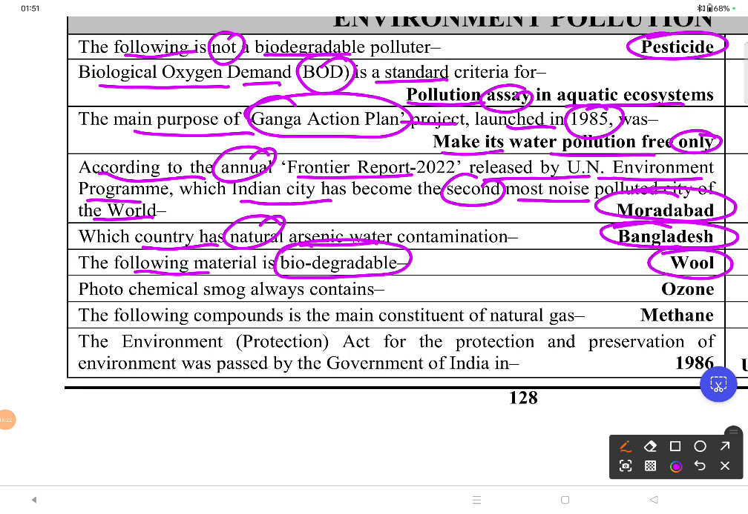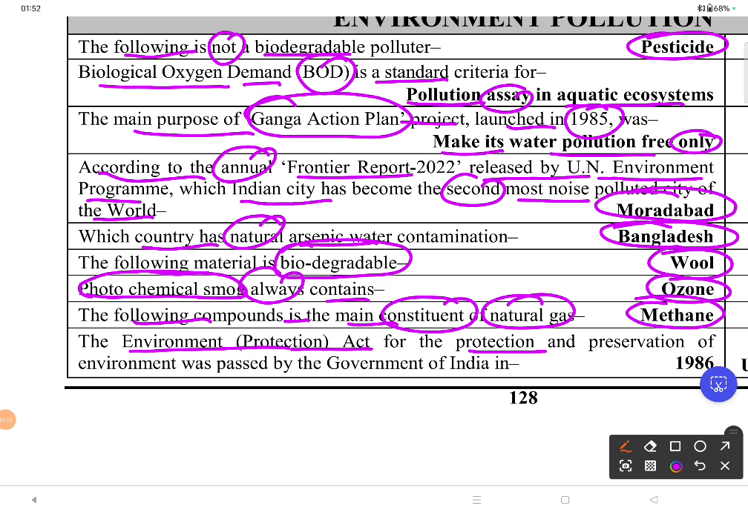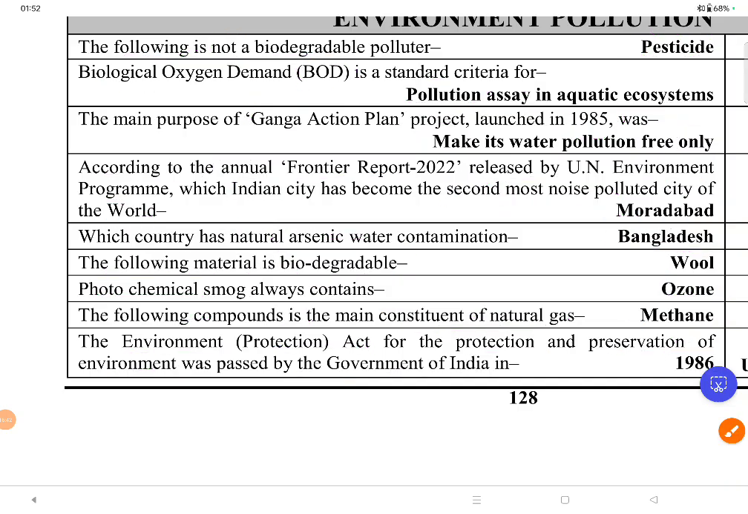Photochemical smog always contains ozone. The main constituent of natural gas is methane. The Environment Protection Act for the protection and preservation of environment was passed by the Government of India in 1986.